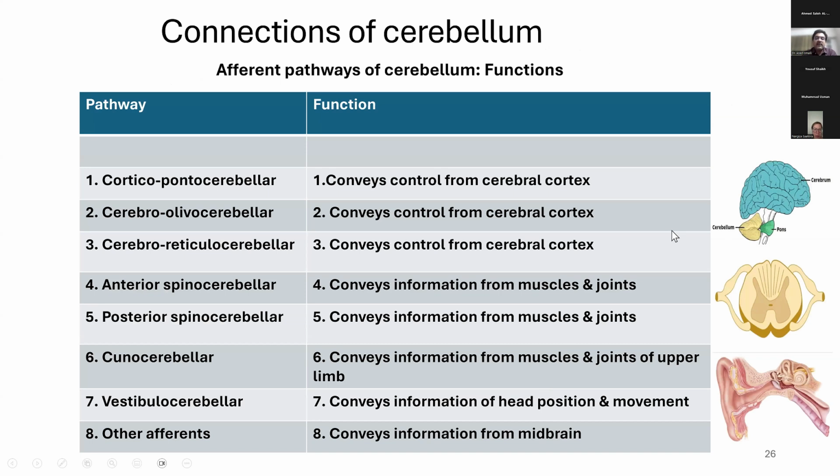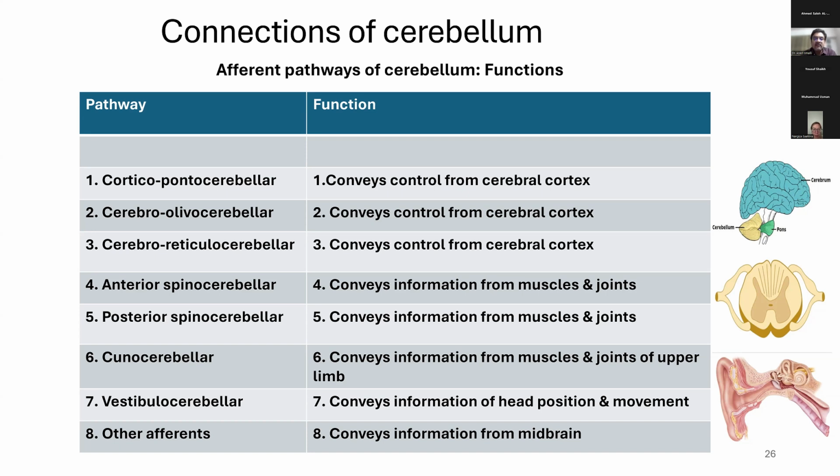Now let's talk about the afferent pathways of the cerebellum and their function. We have to remember this table because this table is very, very important. For the purpose of simplicity, I have placed 3 diagrams in the rightmost corner of this table. The first is the cerebrum, which you can call the cerebral cortex. The second diagram is a cut section of the spinal cord. And the third diagram is of the hearing or balancing mechanism, that is, the vestibular portion. So these 3 portions are responsible for maintaining the afferent pathways of the cerebellum.